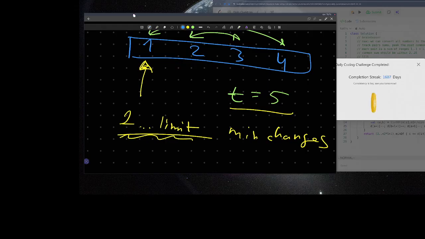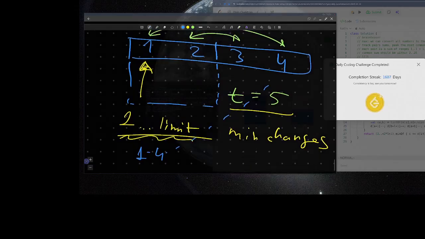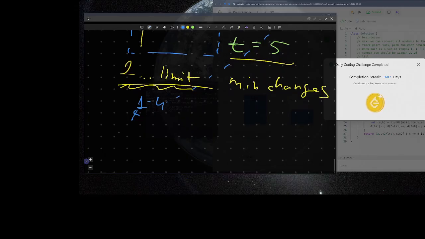So we only care about the first half of the problem, and for each number, for example 1, we have its pair 4, and we can change 1 into anything from 1 up to limit, and 4 into anything from 1 up to limit.